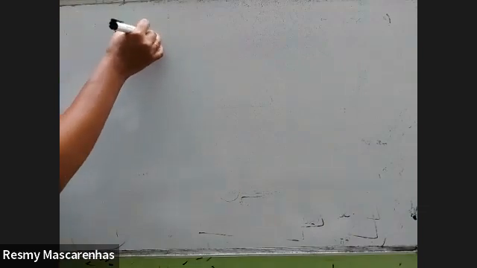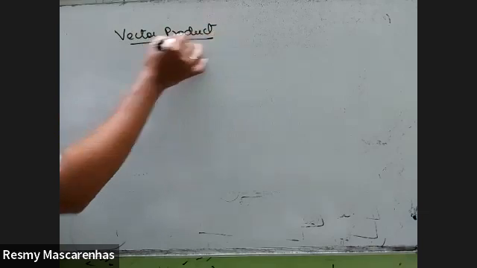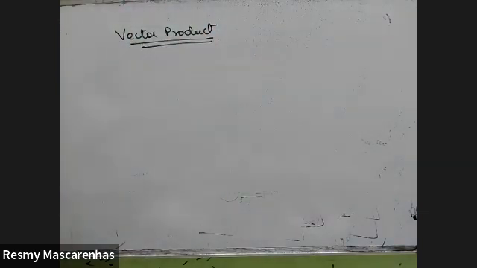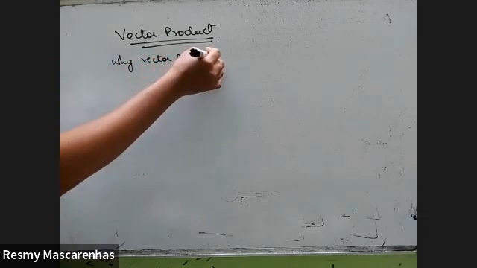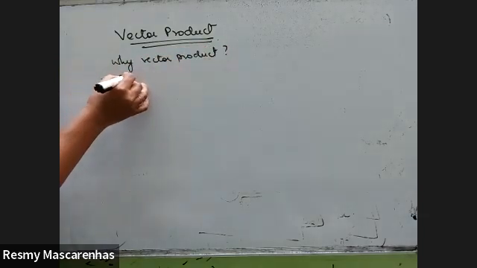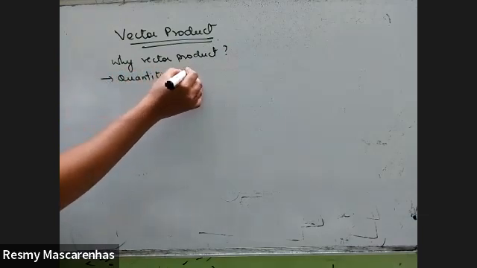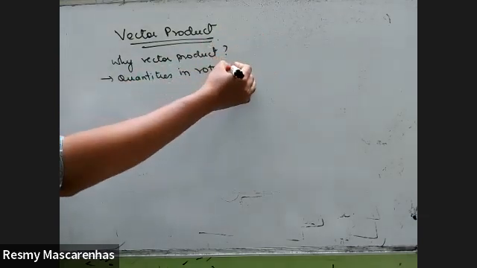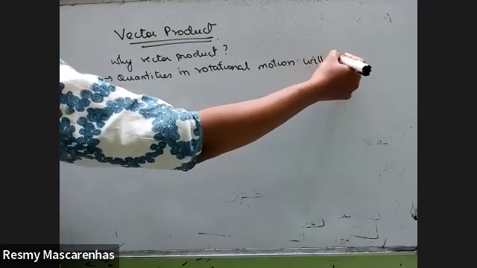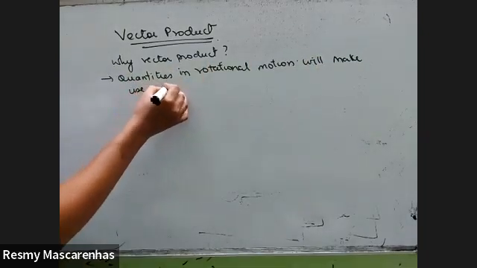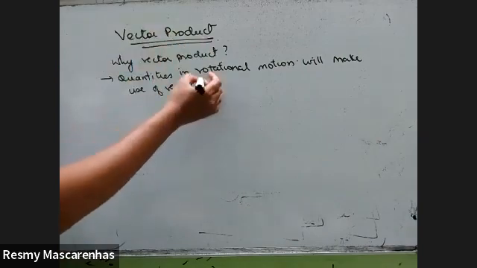Next is the vector product. Vector product was already done in the motion in a plane chapter, but again they have introduced it here also. But why do we need to study this vector product? Because all these quantities which we'll be studying in this chapter, quantities in rotational motion, which we will come across next, under rotational motion, we'll make use of this vector product. That's why we need to study what is vector product.